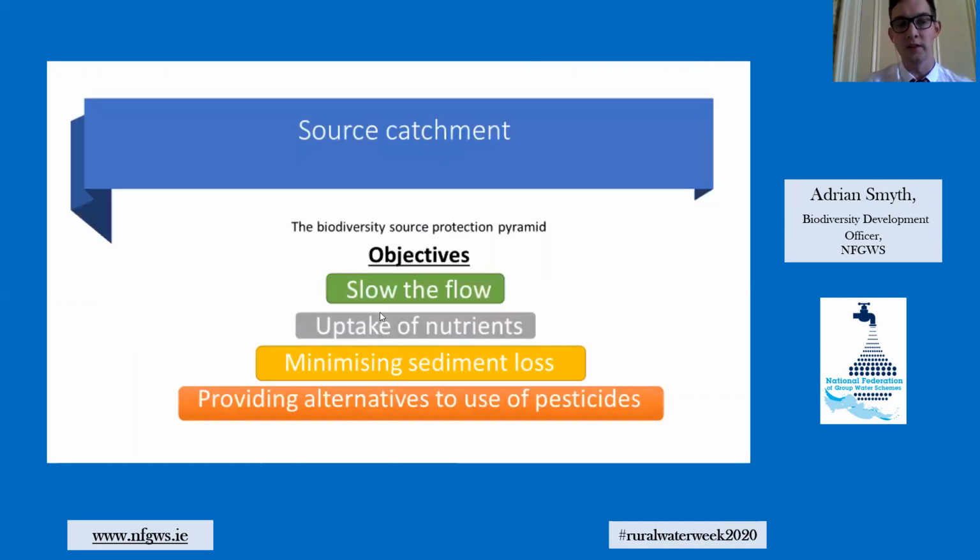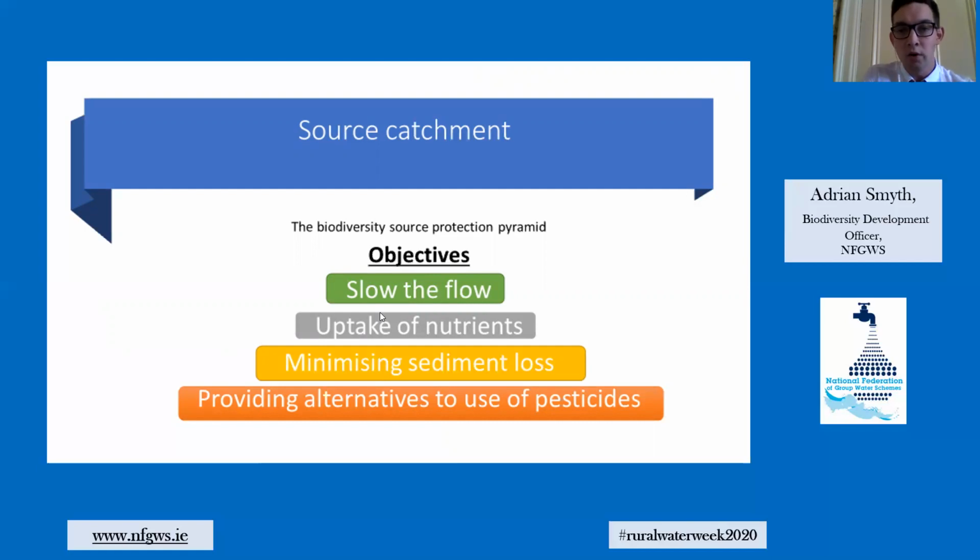In relation to the source catchment, we've created what's known as the Biodiversity Source Protection Pyramid. These are the objectives that are directly linked to source protection, but provide a biodiversity benefit as well. We have slowing the flow, uptake of nutrients, minimizing sediment loss, and providing alternatives to the use of pesticides. The aim of this pyramid is to avoid hard engineering solutions, which were often the basis for source protection.